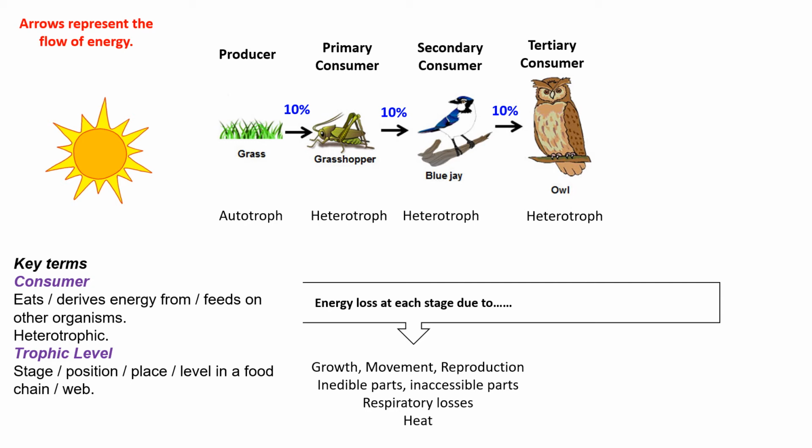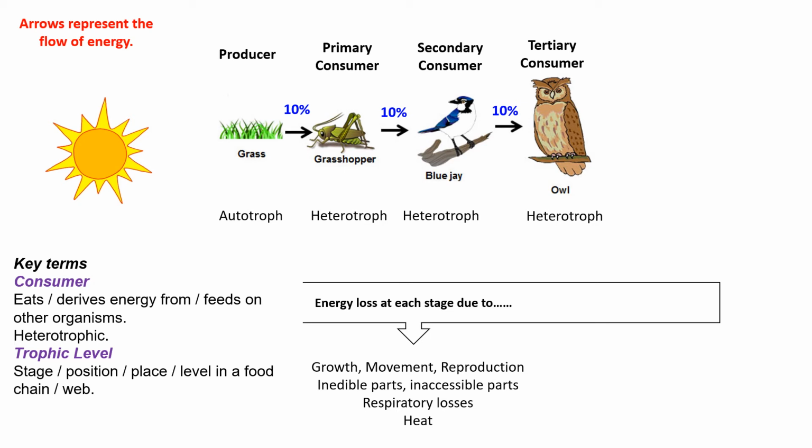Trophic levels are the feeding levels, the stage or position or place or level in a food chain or food web. So our trophic levels are producer, primary consumer, secondary consumer, tertiary consumer. And we don't usually have very many more levels than this because of the inefficiency of energy transfer. There's a limit to about 4 or 5 trophic levels in food chains. So we've got energy losses at each stage due to a number of different factors.